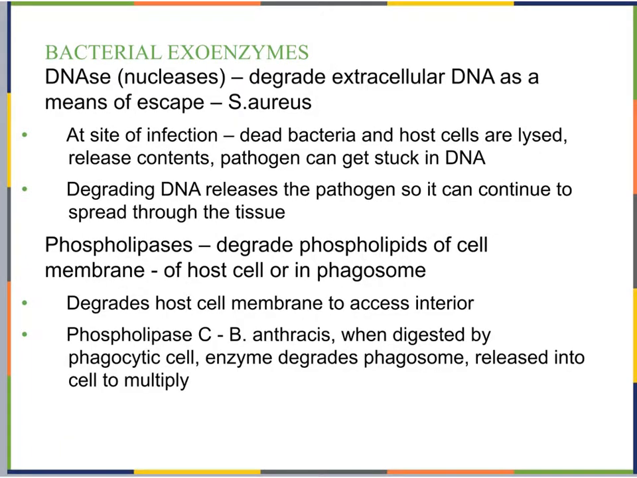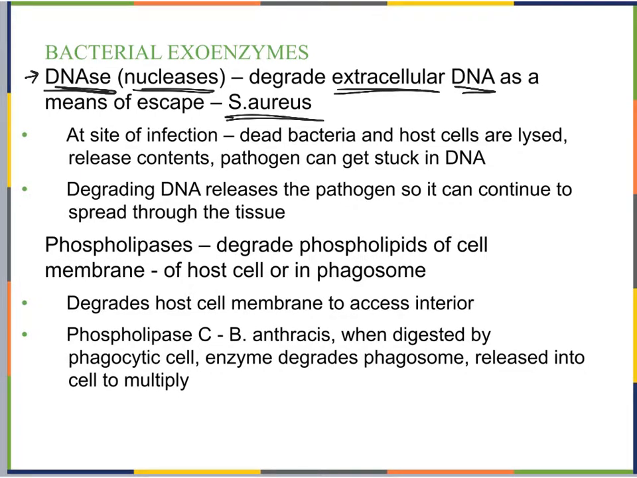All right, so we are going to now move along and talk about some other bacterial exoenzymes. And the first one is DNase and other nucleases. So these are enzymes that are going to break down nucleic information, or specifically in this case, DNA. So this is going to degrade extracellular DNA, and this is as a means of escape. So an organism that we see that utilizes this is Staph aureus.